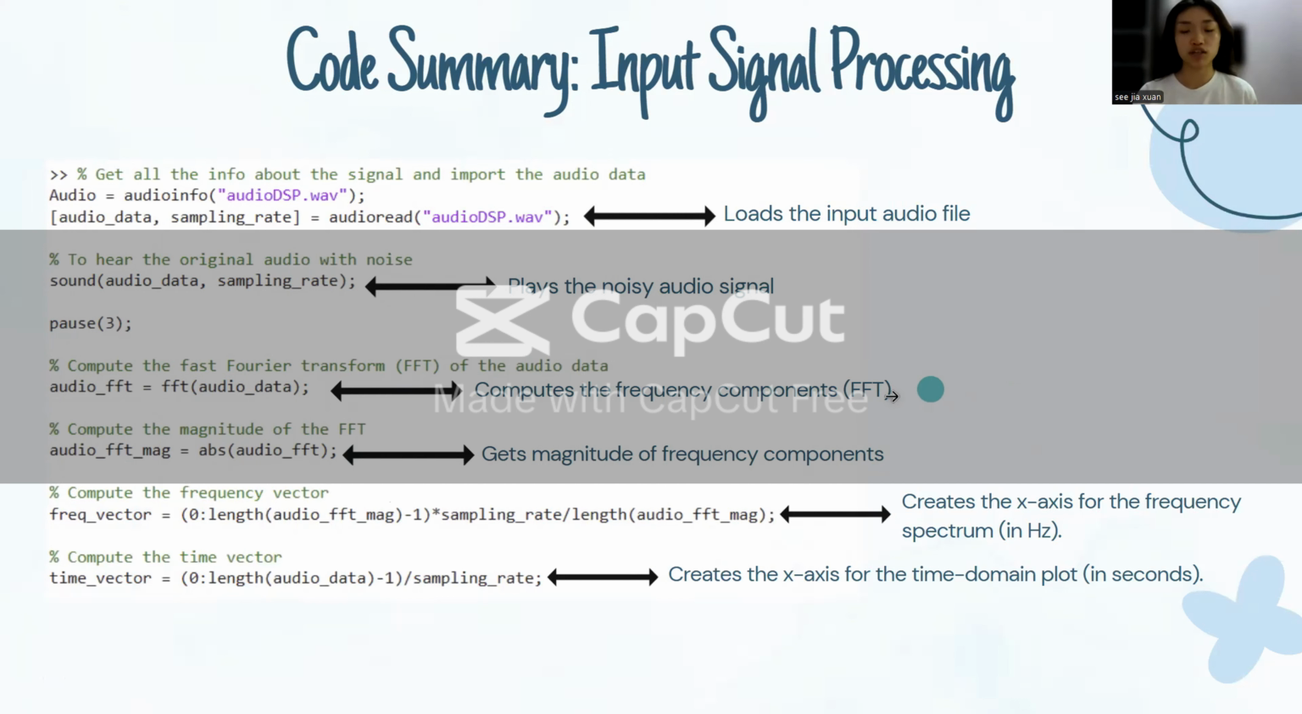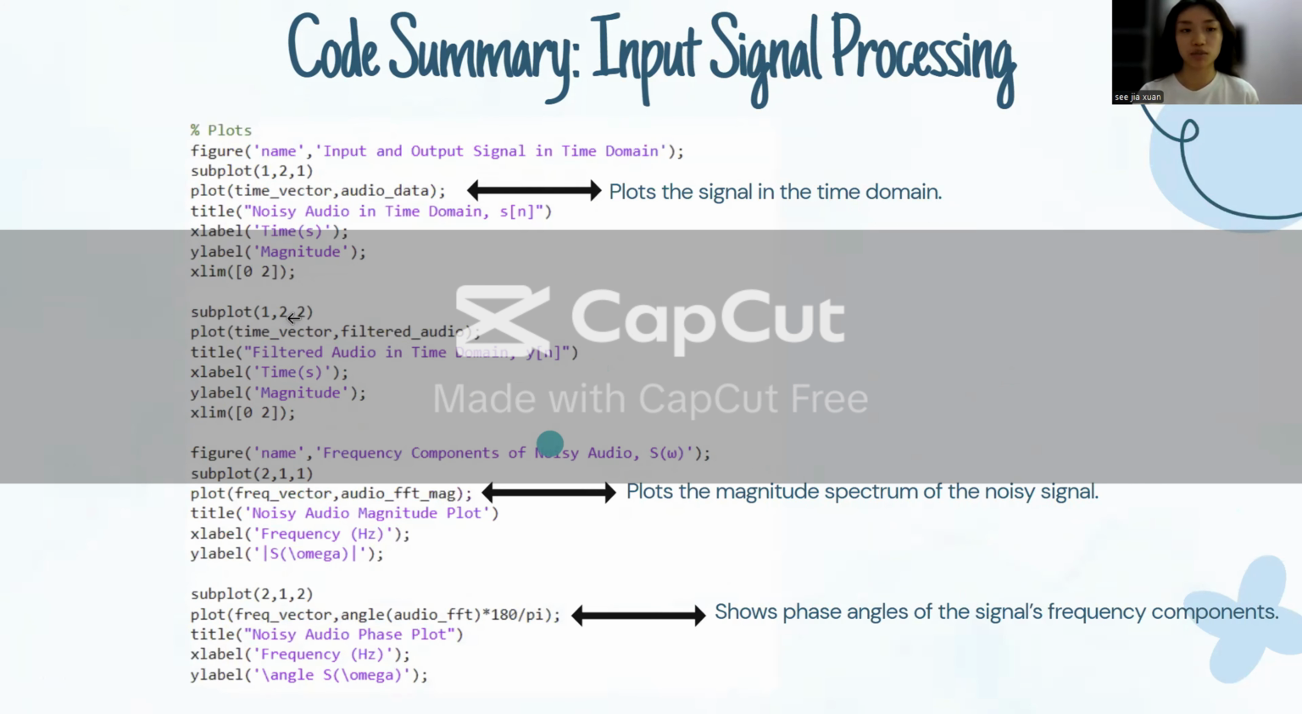This is the code where the signal was loaded using the audioread function and played using the sound function to hear the noise. The time vector was generated from the sampling rate for accurate time scaling. The signal was transformed using the FFT function to obtain the frequency components. The magnitude and phase were extracted using the abs function and the angle function, and plotted using the plot and subplot functions. This graph helps identify the noise characteristics for the filtering stage.